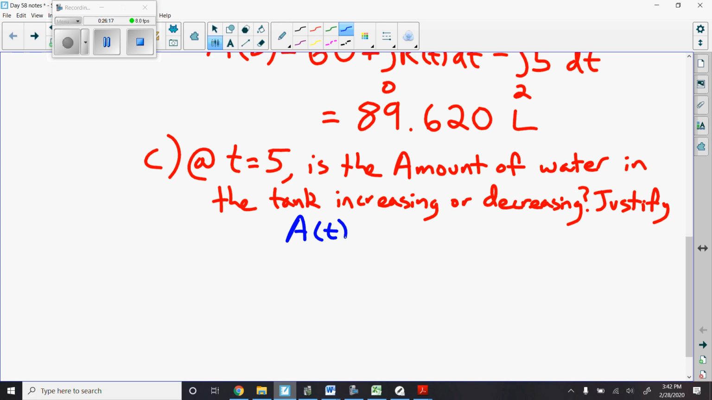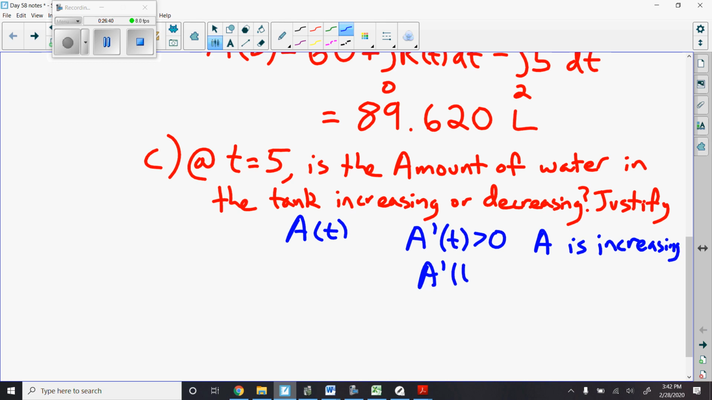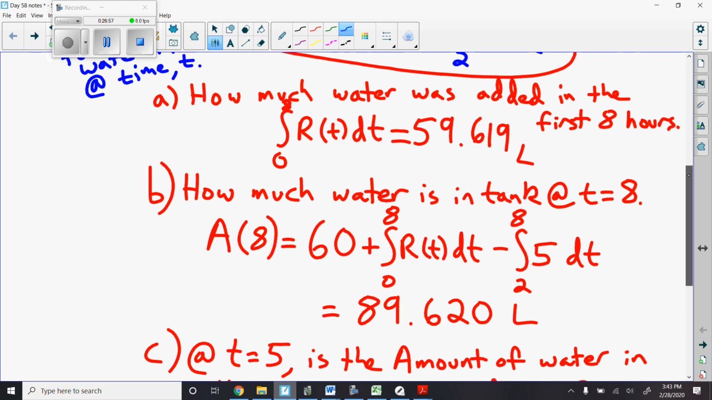If A prime is greater than 0, if the derivative is positive, that means A is increasing, so the amount of water in the tank is increasing. If A prime is less than 0, then A, the amount of water in the tank, is decreasing. Well, let's find A prime then. Let's go back and take a look at our A.